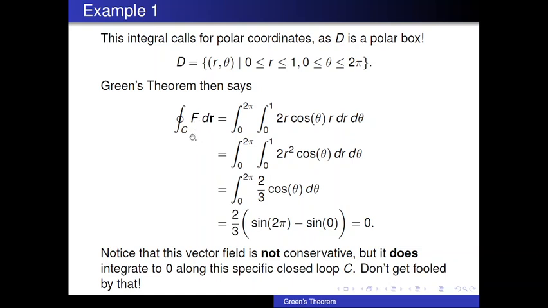We can only definitively say, using an integral, that our vector field is not conservative if we exhibit a closed curve along which that vector field integrates to not 0. But just having one particular closed curve where it integrates to 0 could just be a coincidence. So don't get fooled by that.